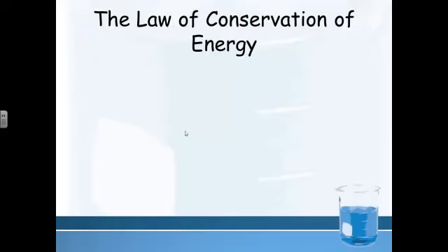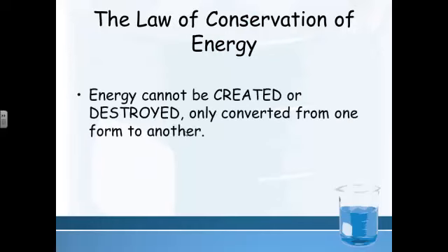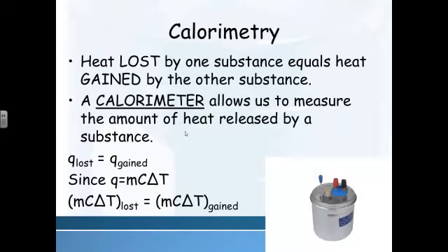The law of conservation of energy tells us that energy cannot be created or destroyed, only converted from one form to another. In calorimetry, we can use the heat lost by one substance, and that should equal the heat gained by the other substance in a perfect world where no heat is lost to the environment. So essentially, your heat lost equals your heat gained. And since Q equals mc delta T, we could say that mc delta T lost equals mc delta T gained. This concept right here will be very important in our next upcoming lab.